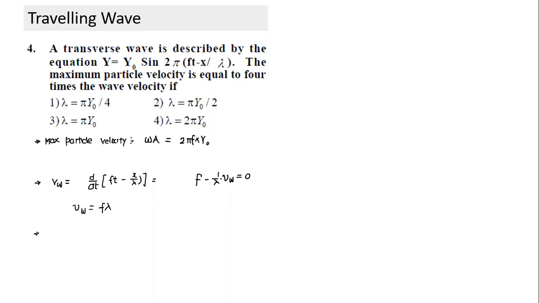What is the condition? The maximum particle velocity is equal to 4 times the wave velocity. So we could have written this as Vp max is equal to 4 times Vw. We just simply substitute here. So that's the condition. If it is equal to 4 times, any such question we can easily solve.